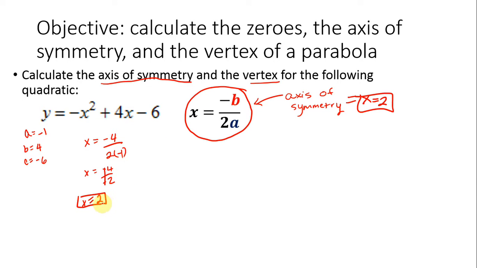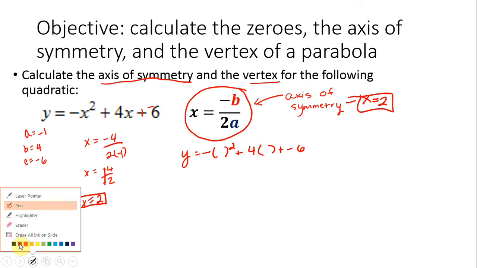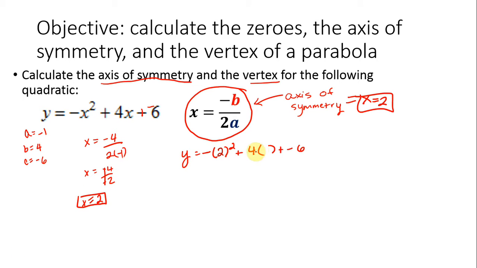To find my vertex, I'm going to substitute 2 in for x. This will give me negative parentheses squared plus 4 parentheses plus -6. All I've done is remove the x's and put parentheses where the x's are. Now inside those parentheses, I'm going to put my 2. And this negative is kind of making me upset, so I'm going to put an invisible -1 in front of it.